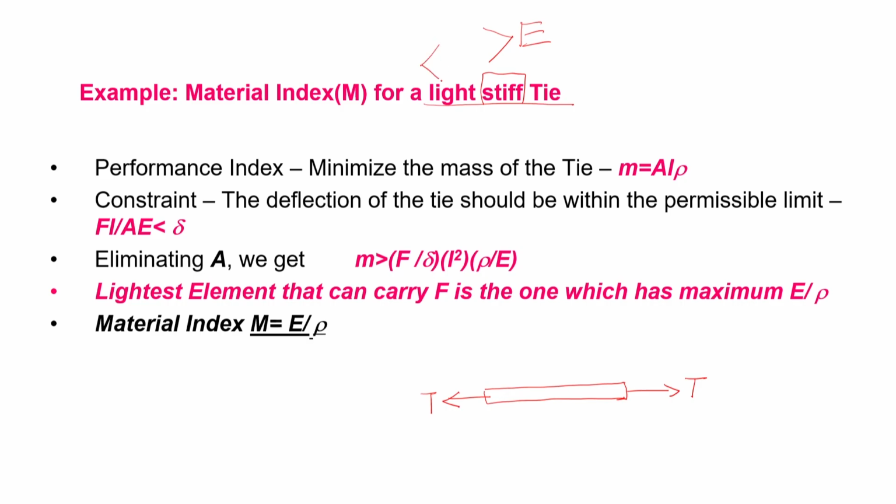That means it must have a very low density. So, that is what we are looking for. Okay. So, what is the mass of the tie? M is area of cross section, length and density, product of the three, right. So, we need to minimize this mass. That is what is my performance index, right. In order to get a light stiff tie, we need to minimize the mass.